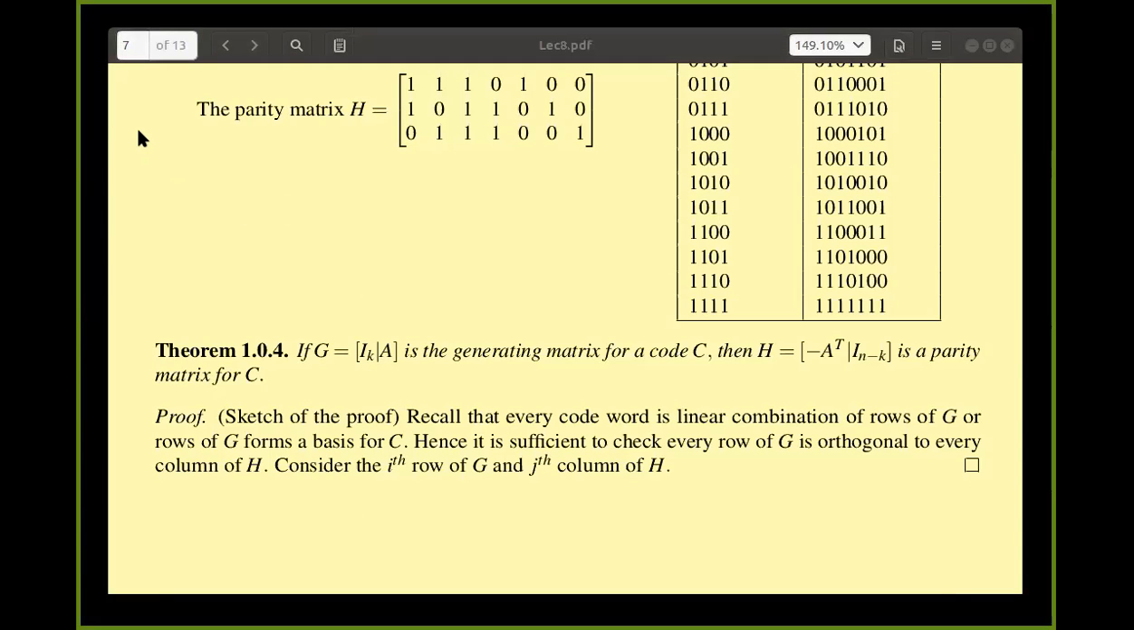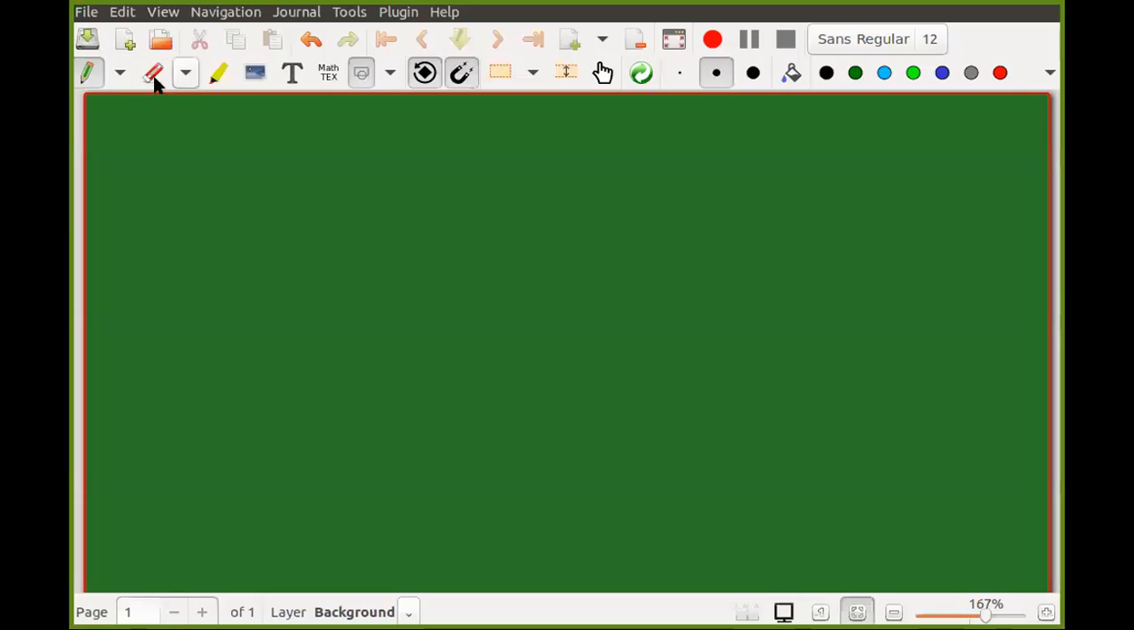So can you tell me the ith column? One minute, I'll unshare and share again. I hope you are able to see the board, right?